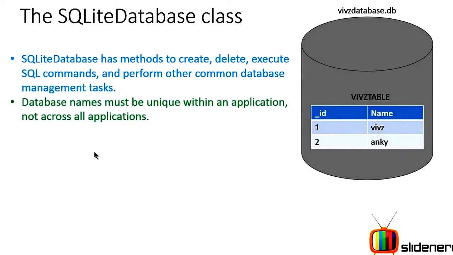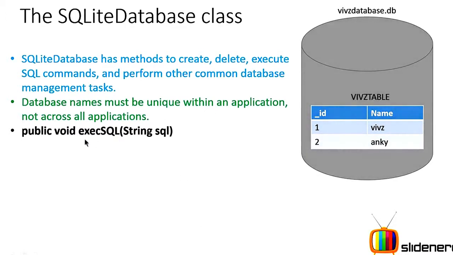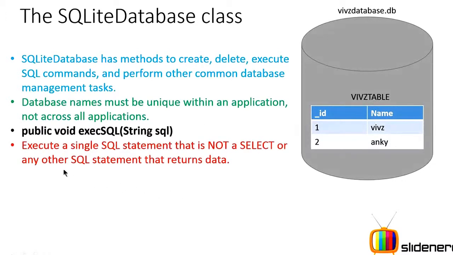Now database names must be unique within an app, not across all applications. For example, you have this method execSQL that belongs to this class SQLiteDatabase, which takes a string SQL statement. What it's gonna do is execute a single SQL statement that is not a select statement or any other SQLite statement. The reason is this.